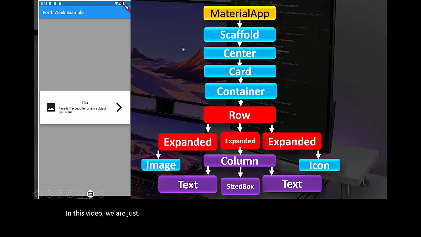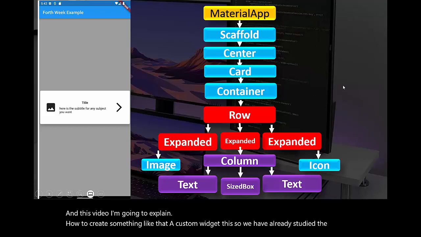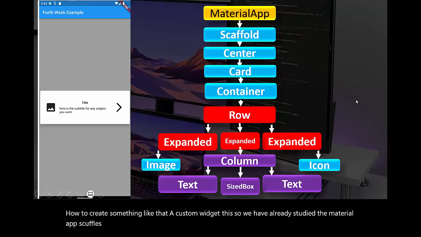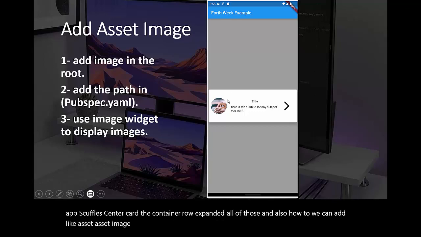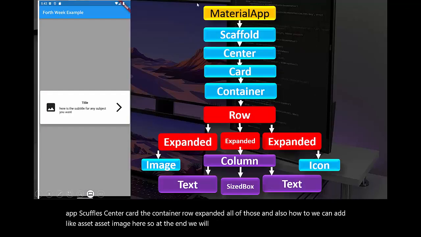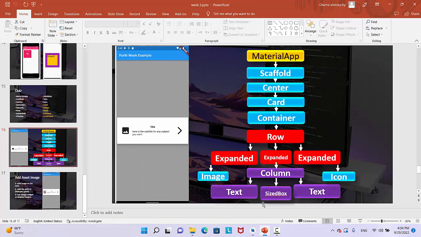Welcome back again. In this video I'm going to explain how to create something like that, a custom widget like this. We have already studied the material app, scaffold, center, card, container, row, expanded, all of those, and also how we can add an asset image here. So at the end we will create something like this. We'll start directly with that.